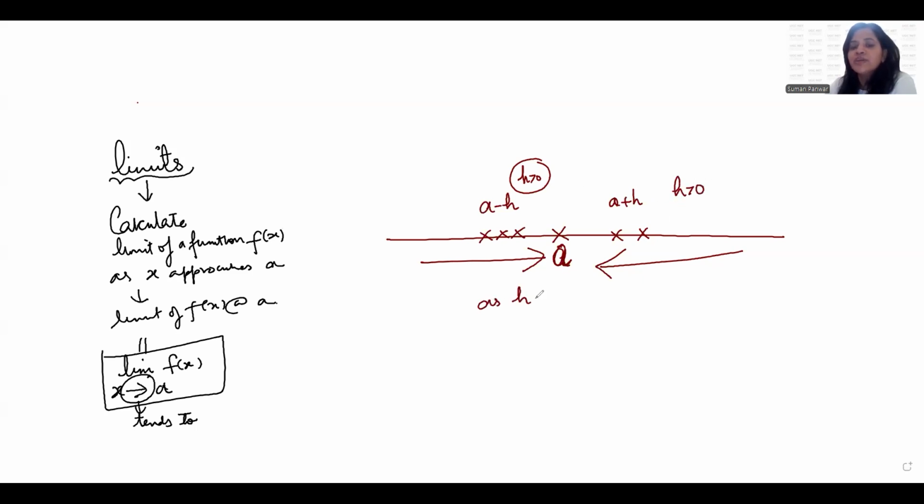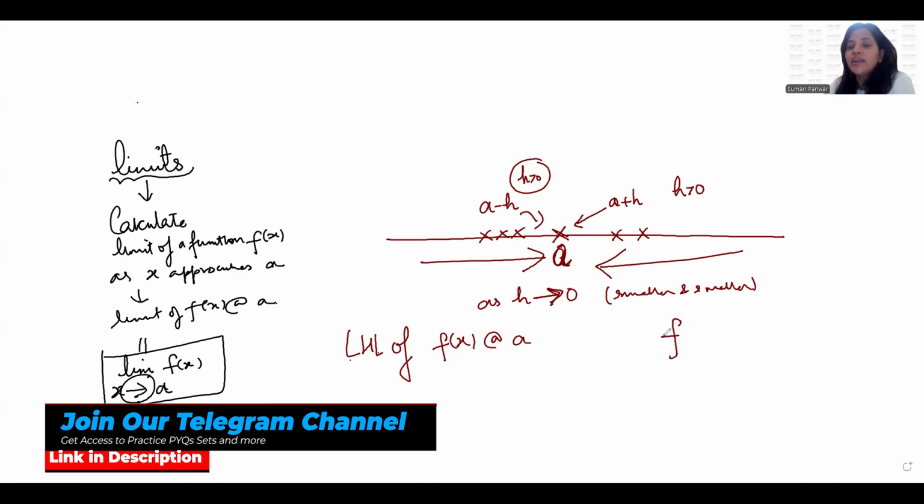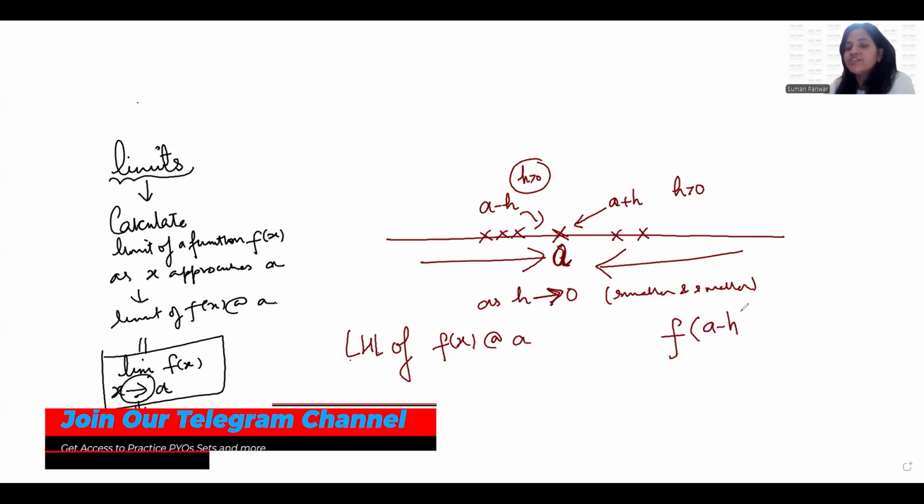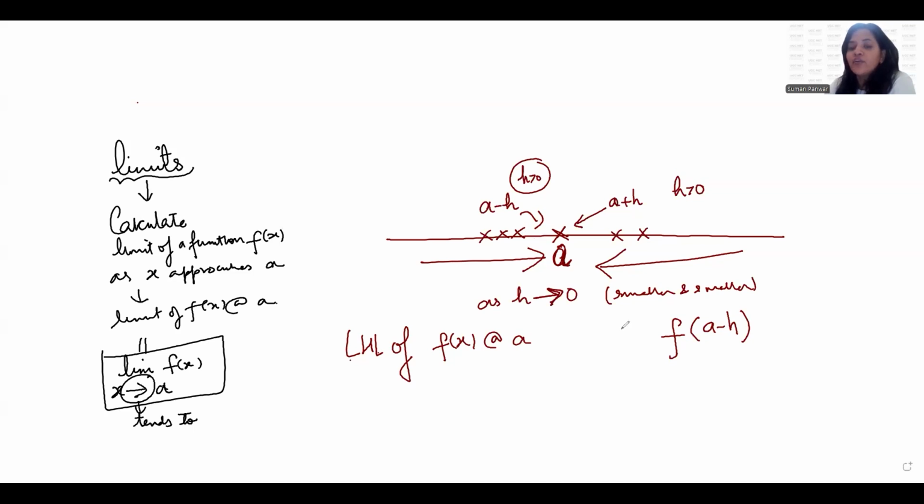As h becomes smaller and smaller, h tending to 0 means h is becoming smaller and smaller, these a plus h and a minus h will keep coming close to a. So now we define the left hand limit, LHL, of f(x) at a. I will be calculating the functional value at the point a minus h, where a minus h is on the left hand side of a, and then take limit h goes to 0. That means I am coming closer and closer to a from the left hand side of a.